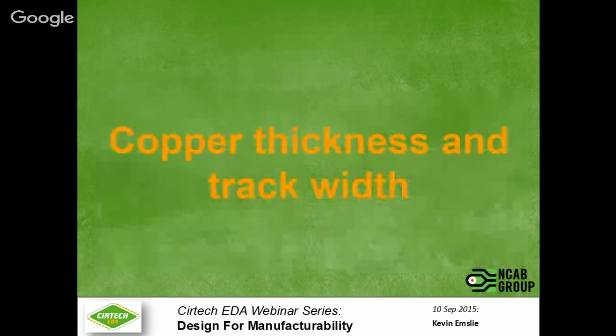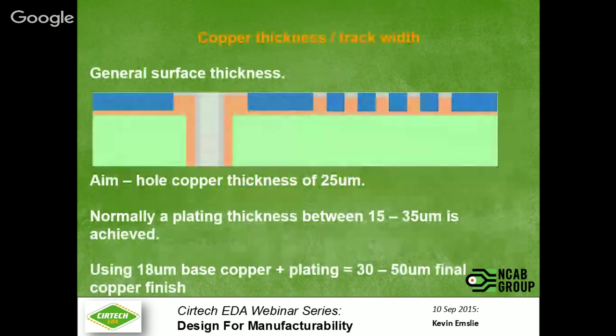Okay, copper thickness and track width. So NCAB has perfected the art of being able to plate the inside of the holes to a minimum of 25 microns. And normally the plating thickness itself is between 15 and 35 microns. So if we take an example and use an 18 micron base copper and we plate on top of that, we get to a final finish of about 30 to 50 microns.